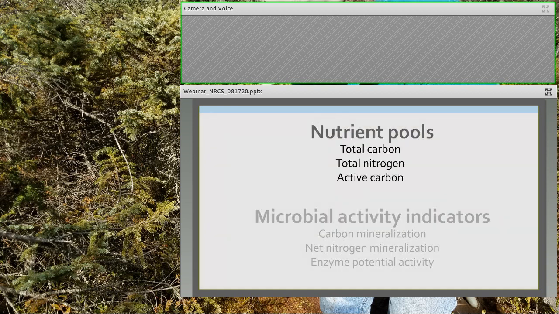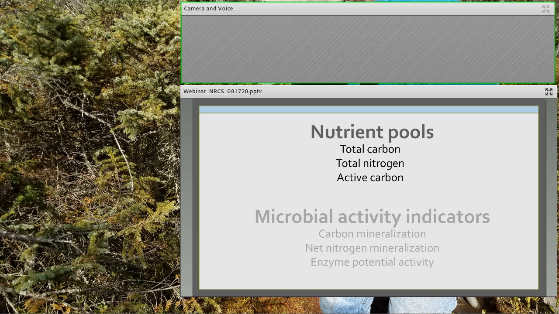For our laboratory analyses, we were particularly interested in 2 groups of soil property measurements, the first of which were nutrient pools, which include total carbon, total nitrogen, and active carbon. Total C and N are important because they represent the amount of these nutrients being stored in the soil, and in the case of C, the pool from which microbial energy may be obtained. They can also provide insight into potential nutrient limitations within the specific site or treatment.